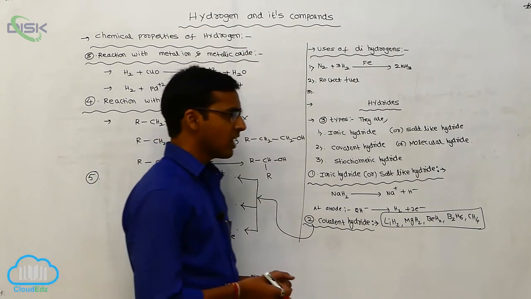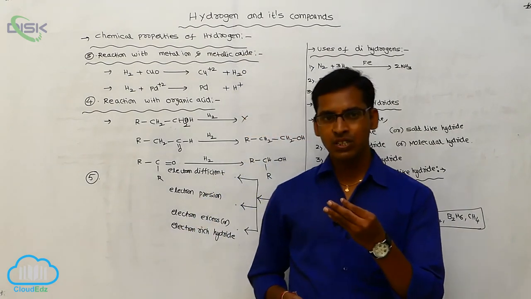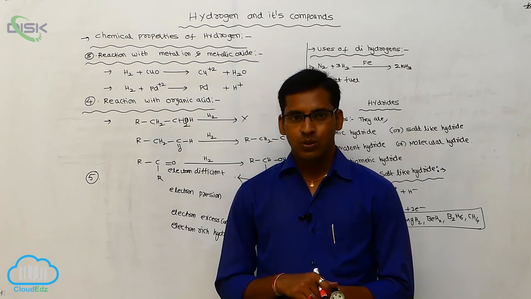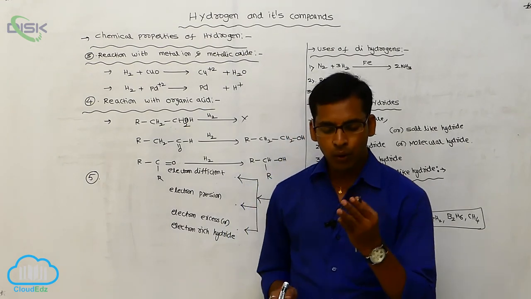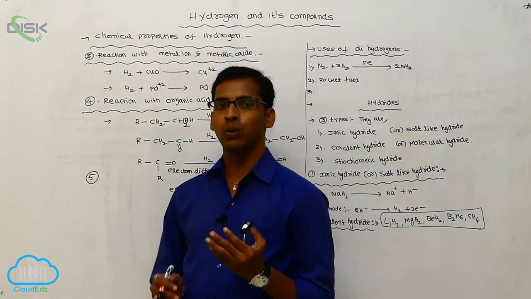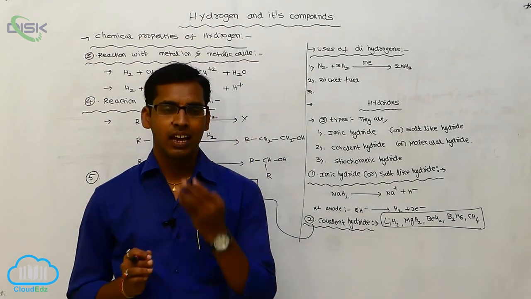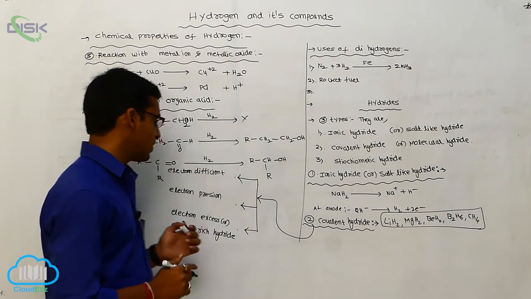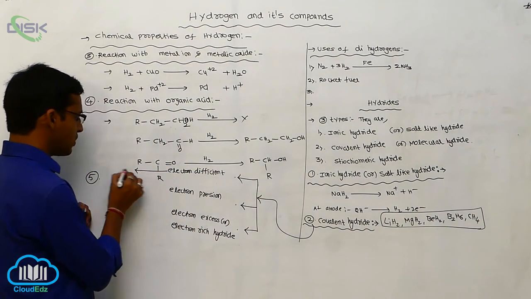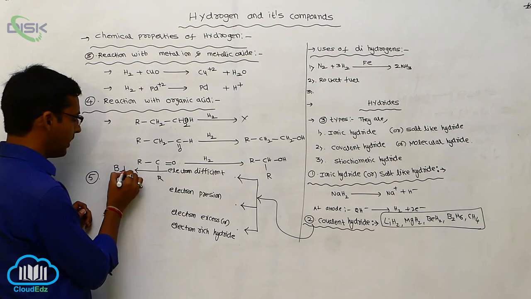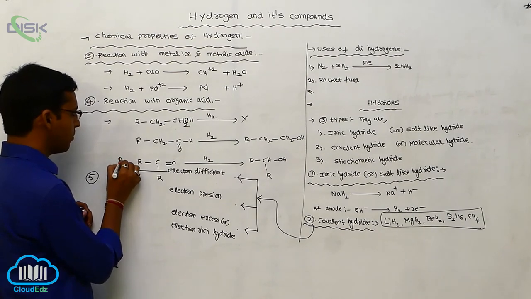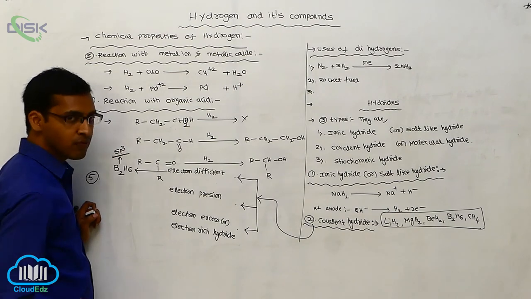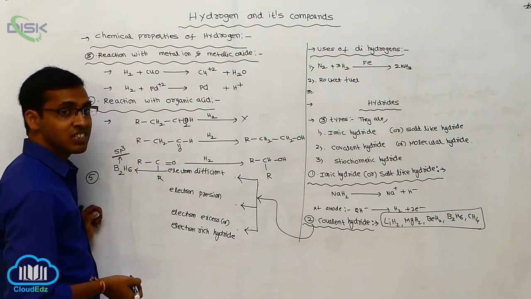Now see here, electron deficient. Electron deficient means, for example, diborane is there. In the BH3 molecule, around the boron only 6 electrons are present. By accepting 2 electrons, it gets octet configuration. So the electron deficient hydride example is diborane. This diborane undergoes sp3 hybridization. This is a dimer form. Its monomer is BH3.